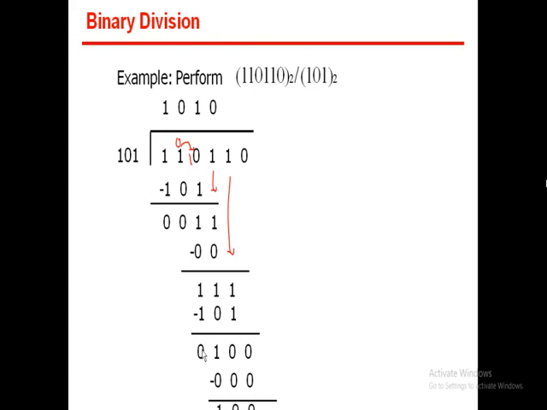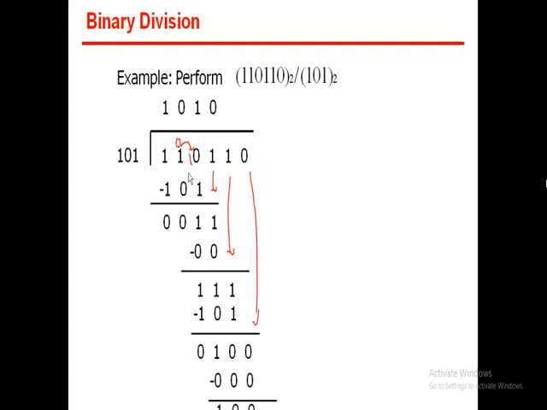Then here 100 is not divisible by 101. So it's 0. When we put 0 here, then it becomes 0, 0, 0. Then the remainder is 0, 0, 1. So it's similar to decimal division. So the result will be quotient 1010 and remainder 100.